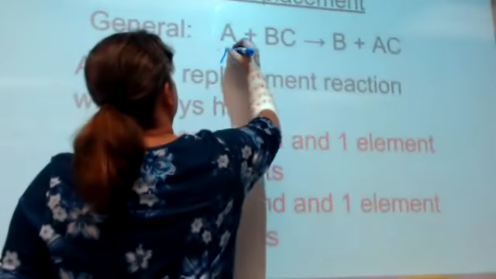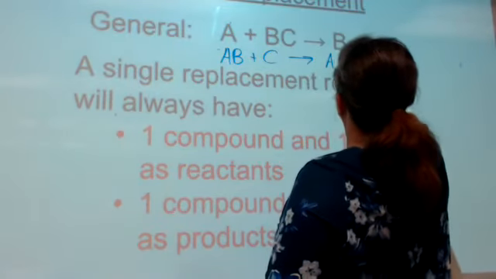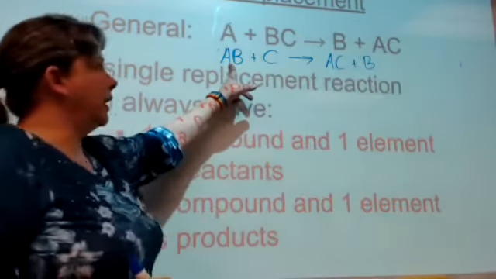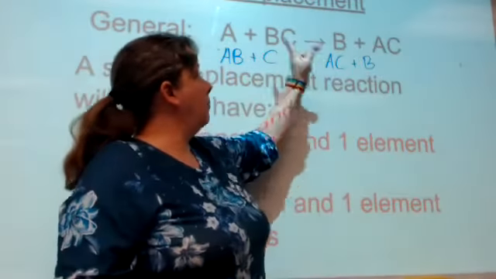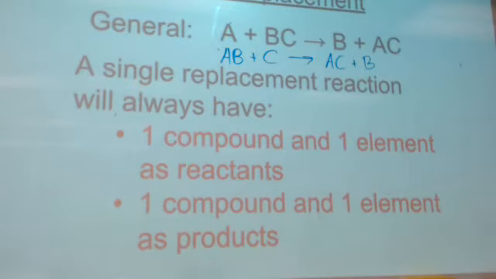So the pattern here again to recognize is when you have a compound and an element on each side. Meaning a compound and an element as your reactants and a compound and an element as your products. It does not matter if the element is written first or the compound. So for example, this could have been written the other way, and it's still an element and a compound. So it doesn't matter how they're written. Just like in math, 2 plus 1 is the same as 1 plus 2.